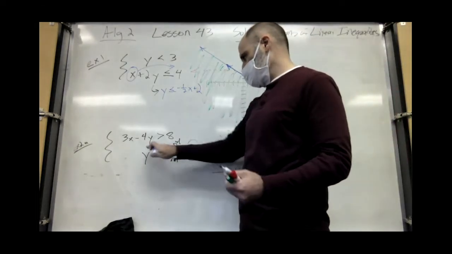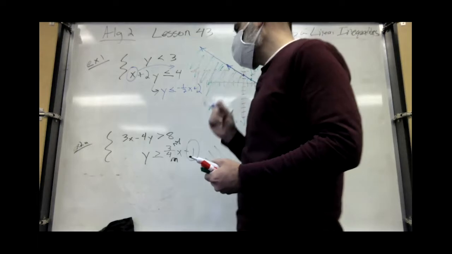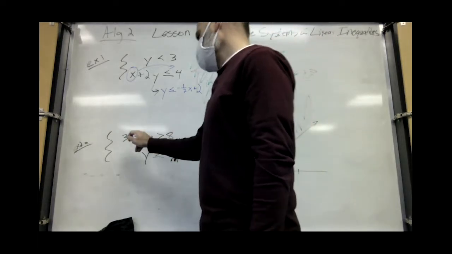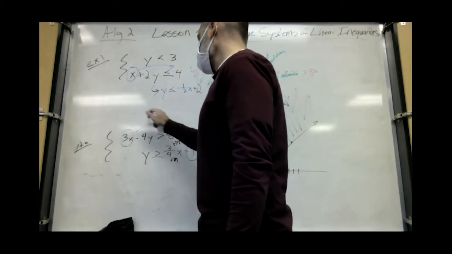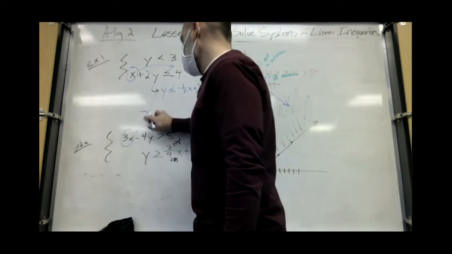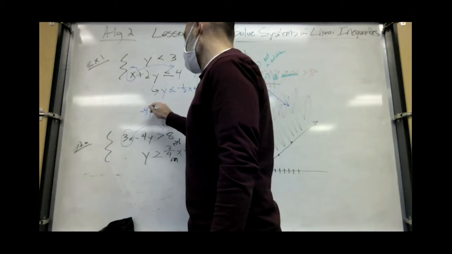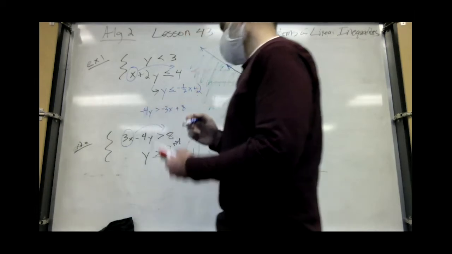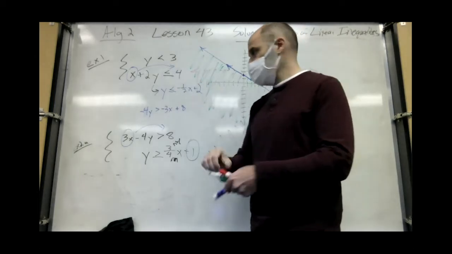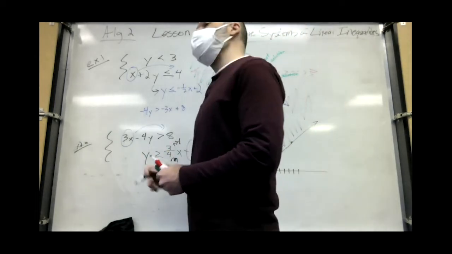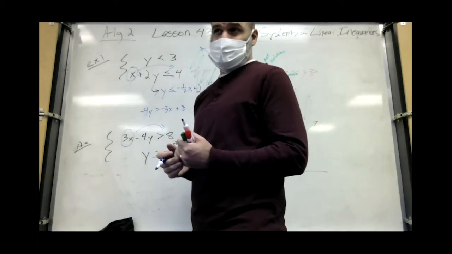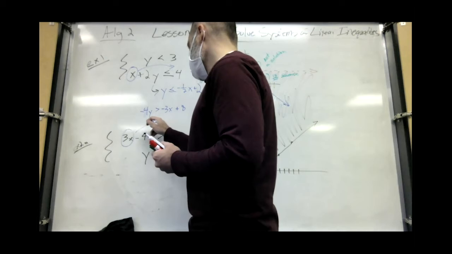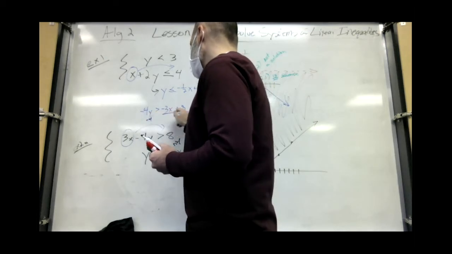So what do we do? Get the y either on the other side or by itself on this side. Subtract the 3x. Okay. So now I've got negative 4y is greater than negative 3x plus 8. Now what? Yep, and what happens when you divide an inequality by a negative number? You have to switch this. You have to flip it. Okay, so I divide by negative 4, divide by negative 4.